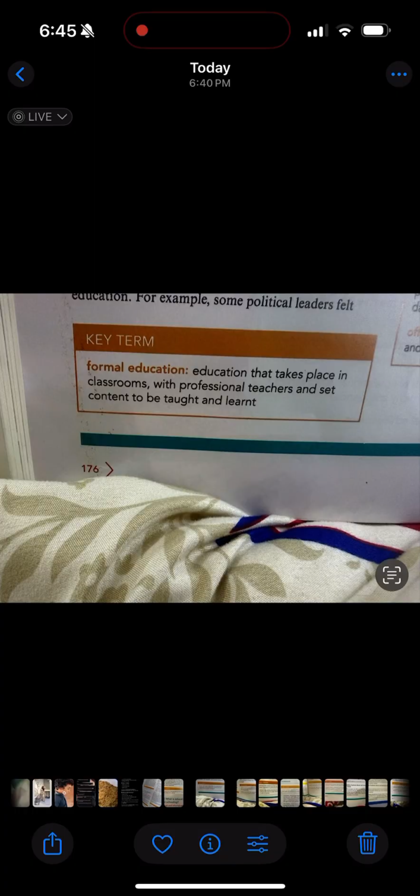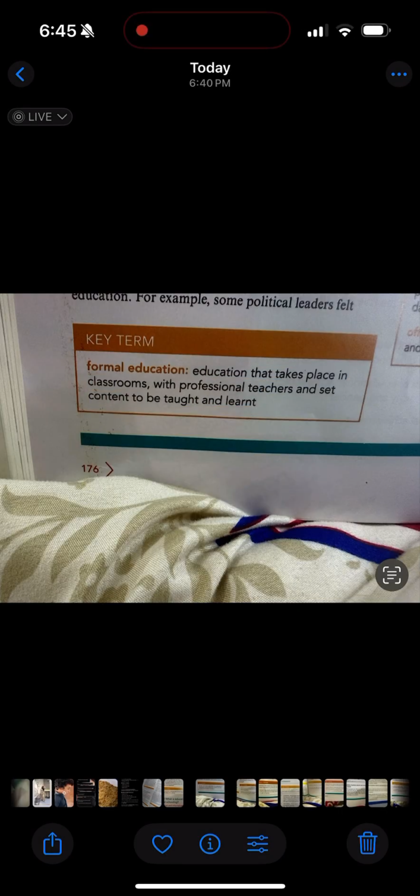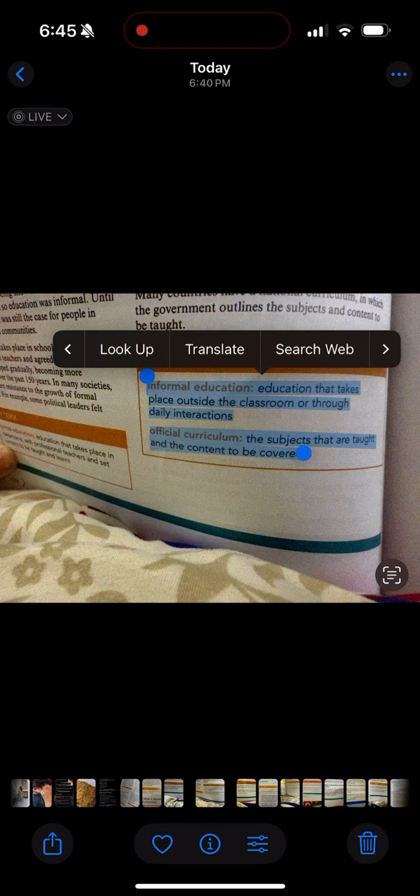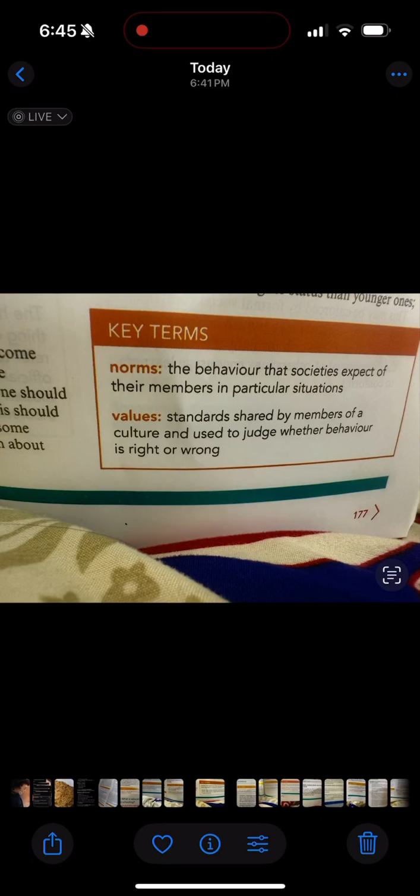Socialization, the process of learning the norms and values of a culture. Formal education, education that takes place in classrooms, with professional teachers and set content to be taught and learned. Informal education, education that takes place outside the classroom or through daily interactions.